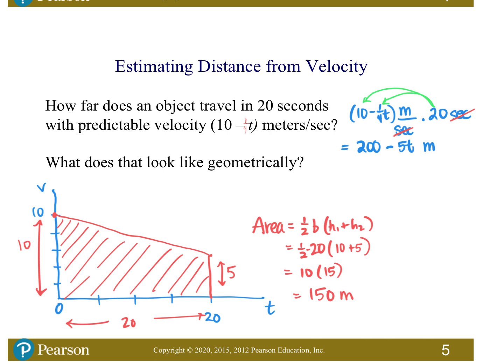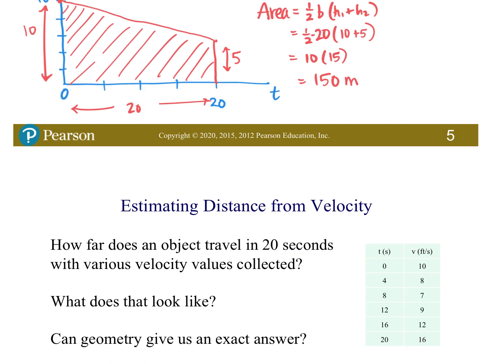So 150, and then the units on that are going to be meters. So the object will go far less. It's only going to cover 150 meters as opposed to the 200 meters we had the first time. And that's because the velocity is slowing down. It's getting slower as it goes. The velocity started out at 10, but then the velocity got steadily slower. Maybe somebody applied the brakes or whatever, but we just covered less territory.